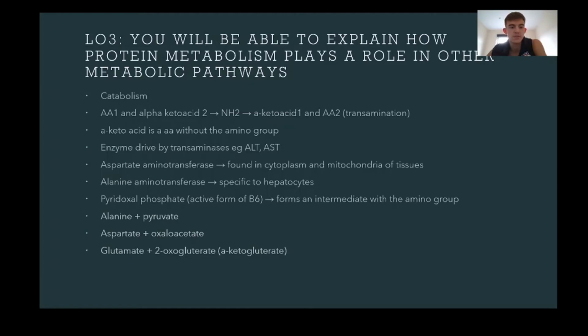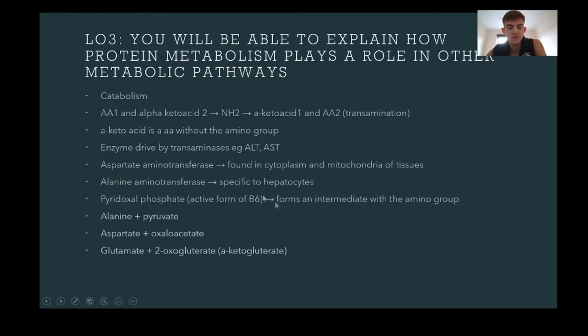So we've got this AA1, which is amino acid 1, and alpha keto acid, and these basically work in pairs to transfer amino groups between molecules. So we've got this alpha keto acid 1 and amino acid 2, and this is done by a series of enzymes called transaminases. And a keto acid here is basically just an amino acid without the amino group. So we're basically moving this amino group from one amino acid to another.